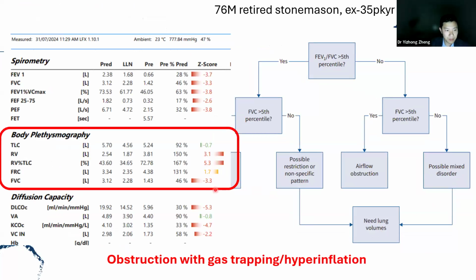And then just to highlight that point, this patient went on to have lung volume measurement, and you can see their total lung capacity is actually normal at 92% of predicted. And the reason that FVC is reduced is because they have an enlarged RV. So just a reminder, FVC plus RV equals their TLC. So when they have gas trapping and an increased residual volume, their FVC is reduced, giving the appearance that there's possible restrictive physiology on the spirometry, but it's not the case. So obstruction with gas trapping or hyperinflation.